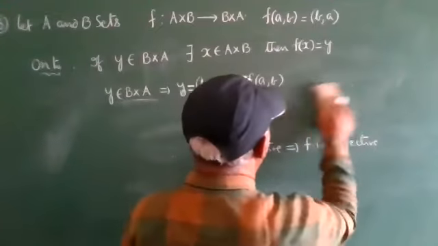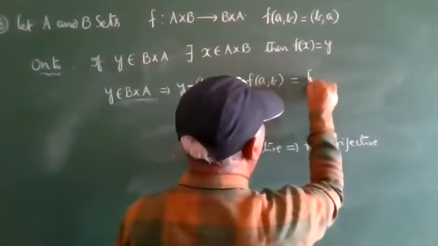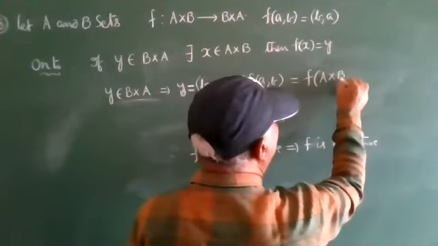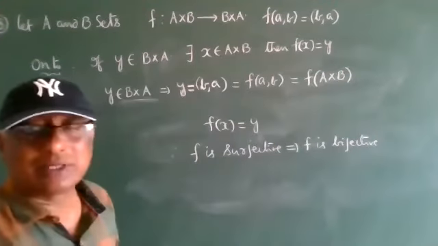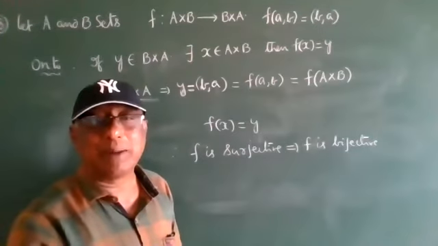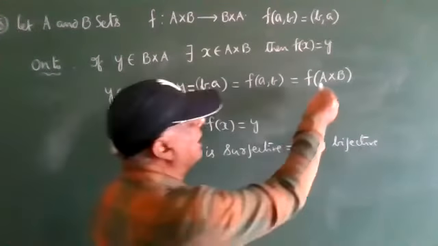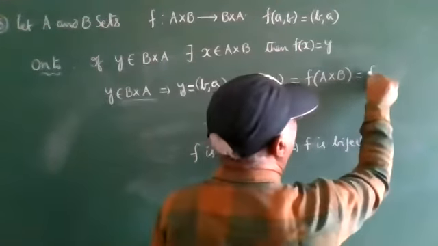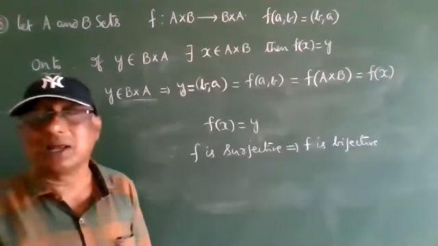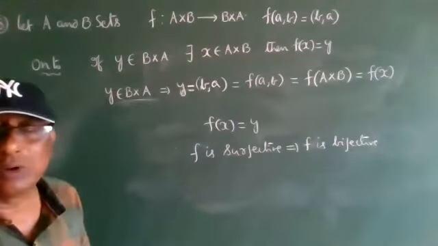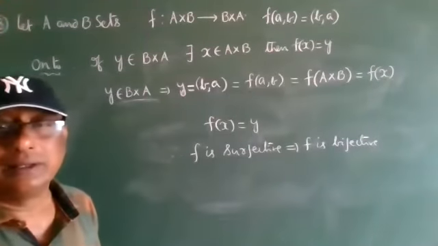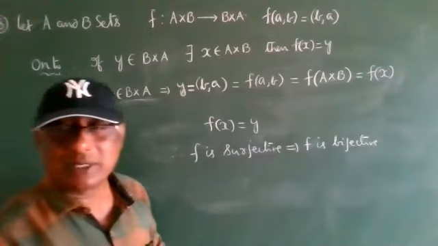Now I will write here. So this is f of A. The first element is A, the second element is B, meaning A cross B. A cross B is the domain set, and the domain set elements are x. Now f of x is equal to y. Now it is clear. Abhay, clear?